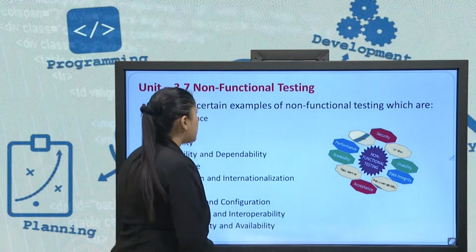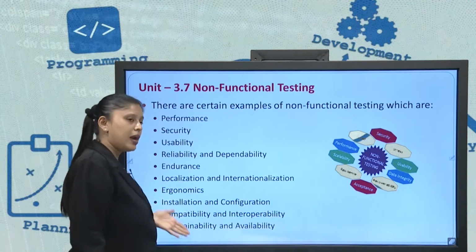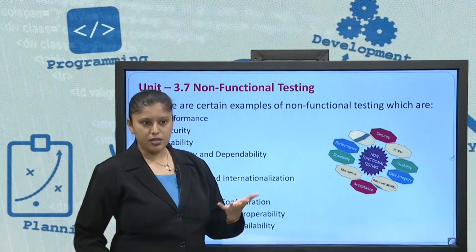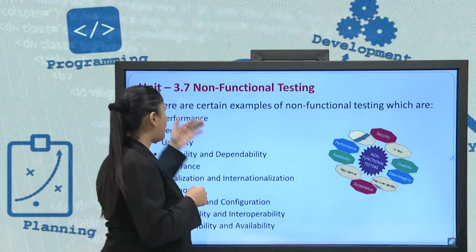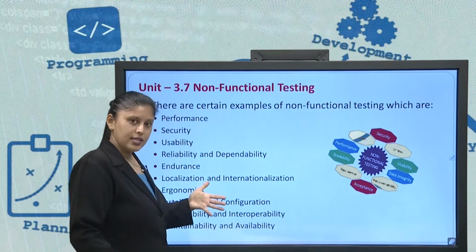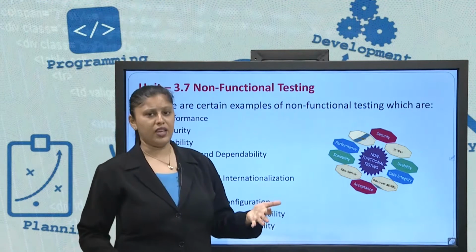So, these are the examples of non-functional testing. All these non-functional parameters will be checked at the end of my product, at the final phases of my product. If we are meeting all the requirements that are there, then we say that we have passed non-functional testing.